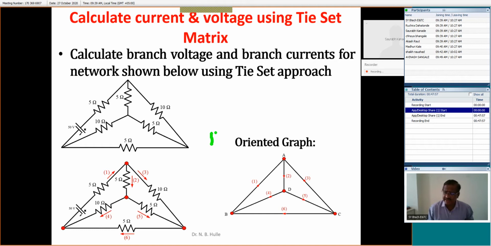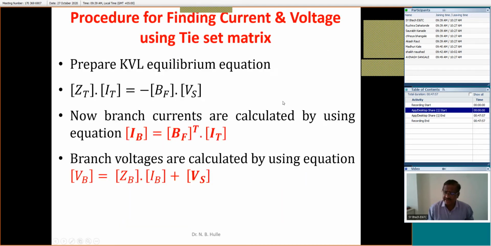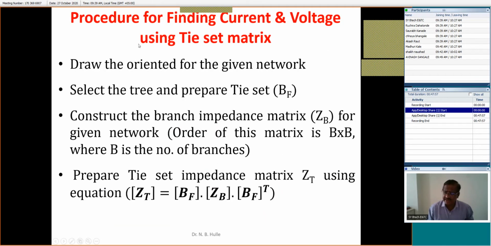The first step in the calculation of the branch voltages and branch currents by using the Tieset approach is to prepare the oriented graph. I will go step by step. Here I am reading the procedure. What is the first step? Draw the oriented graph. We have drawn it. Now select the tree and prepare the Tieset matrix.